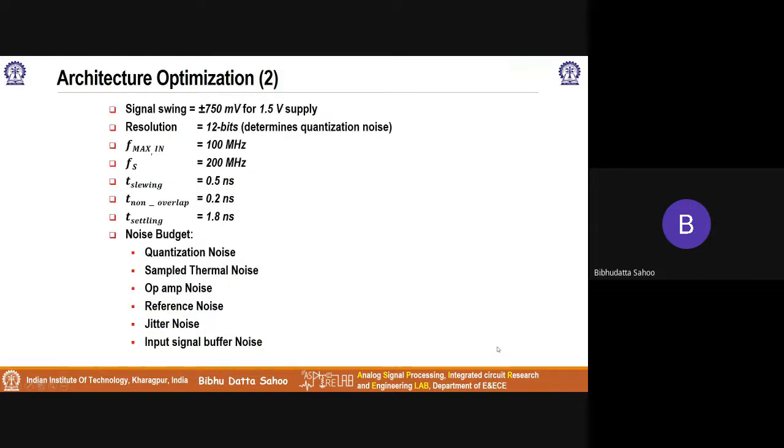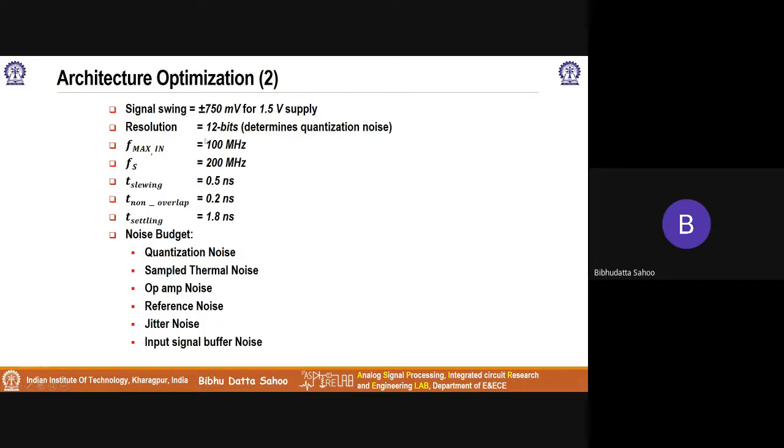Now, let us try to design something in which the signal swing is plus minus 750 millivolts. That means my V peak to peak is approaching the supply voltage. We can always do that because it is a differential circuit. We have purposely chosen it this way. 1.5 volt is the supply voltage. With plus minus 750 millivolts, we know that we can achieve the minimum power, the lowest figure of merit.